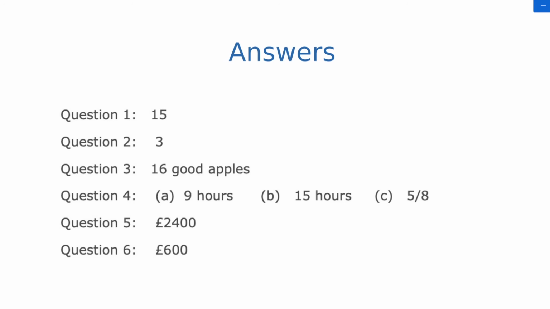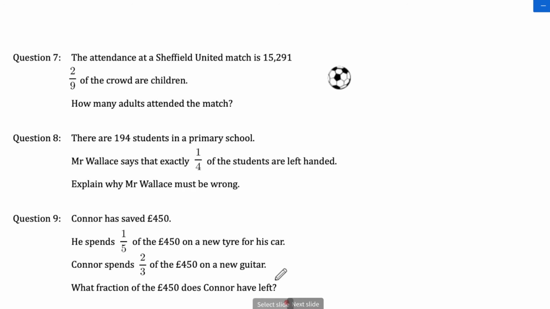Okay, so now that you've seen the answers and you mark them, we're gonna see if there's anything else left. One more slide of questions. These are slightly more challenging. Give yourself another few minutes to do this and then we can finish off this lesson, okay? Pause the video, try to do this quickly, and then we're gonna have a look at them.